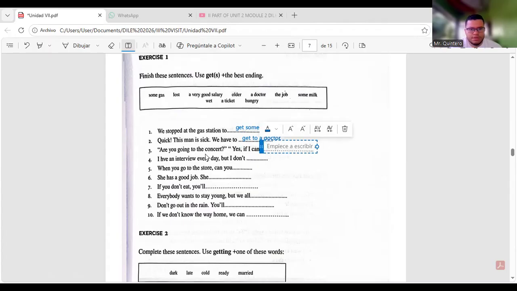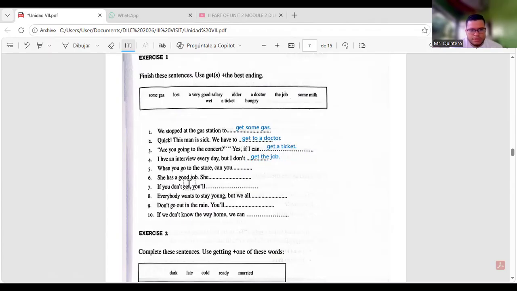Are you going to the concert? ¿Está yendo al concierto? Yes, if I can get a ticket. Puedo conseguir un ticket. I have an interview every day, but I don't get the job. Yo tengo una entrevista todos los días, pero yo no recibo el trabajo.